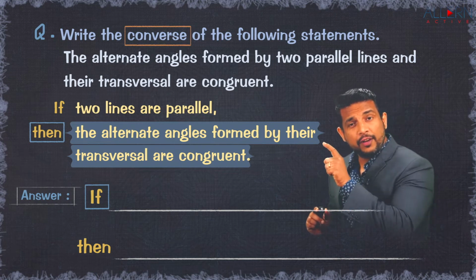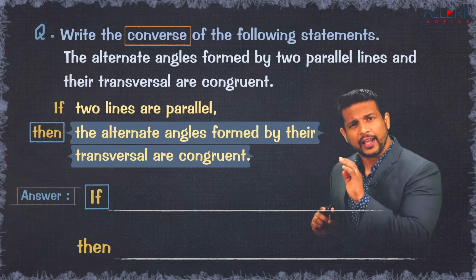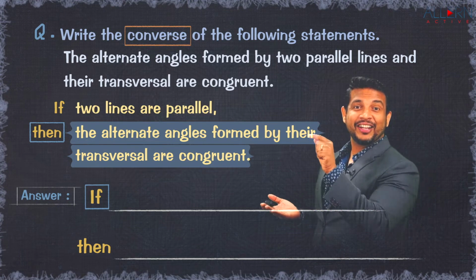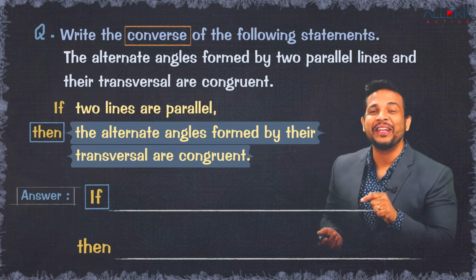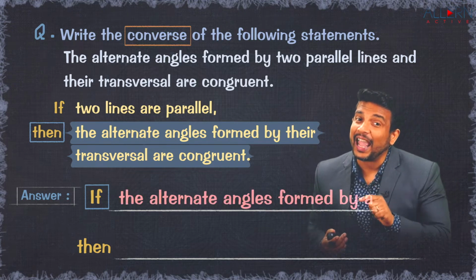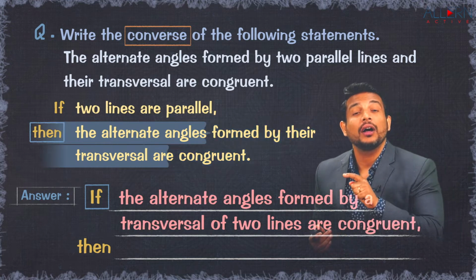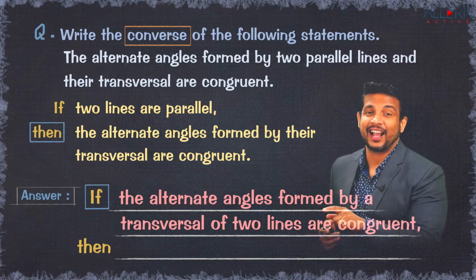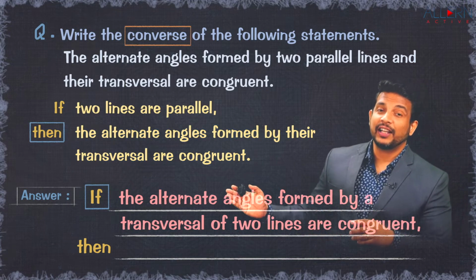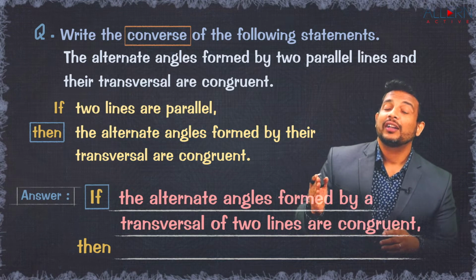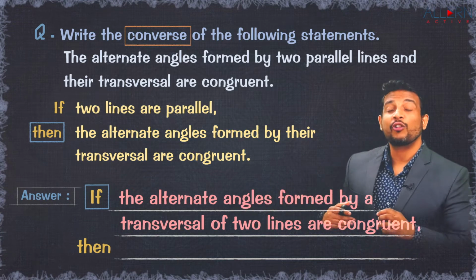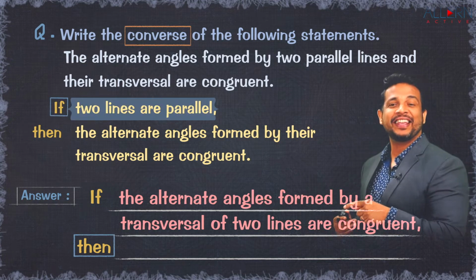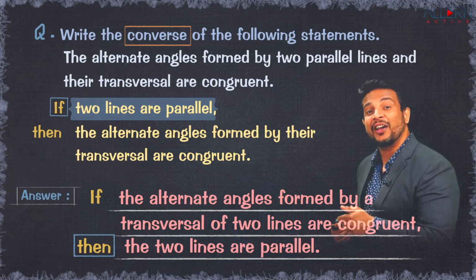If, same to same, if the alternate angles formed by their transversal. Alternate angles formed by what? You can't write "their" there, because here it was referring to the parallel lines. So accordingly we need to write here. So what do we write here? Alternate angles formed by a transversal. Which transversal? Transversal of two lines are congruent. If the alternate angles formed by a transversal of two lines are congruent, then the lines are parallel. Then we can say yes, then the lines are parallel.